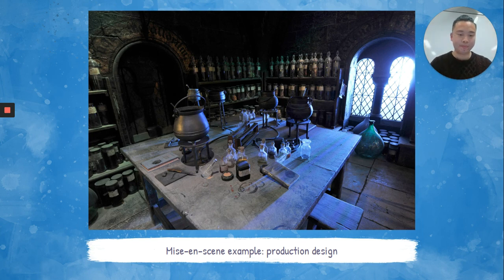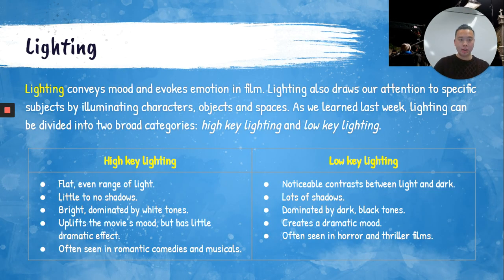Okie dokie. We're not going to talk too much about lighting because we covered this a couple of weeks ago, but lighting is one of the key elements that makes up mise-en-scene. Lighting, we know, evokes mood and emotion in a film. Lighting also draws attention to specific subjects by illuminating them.